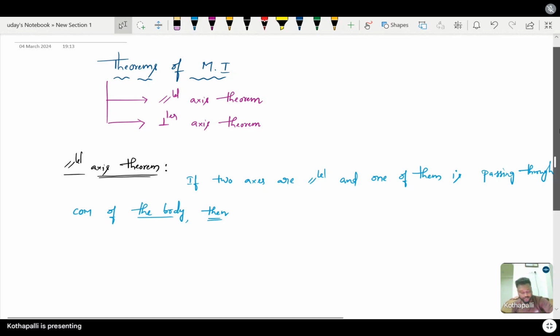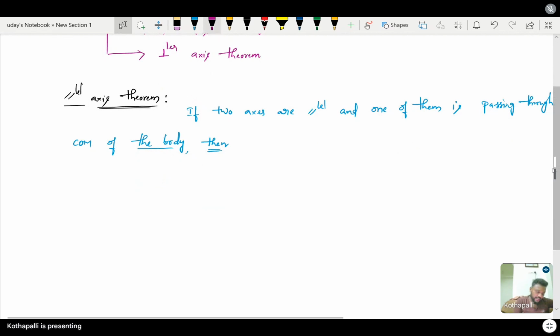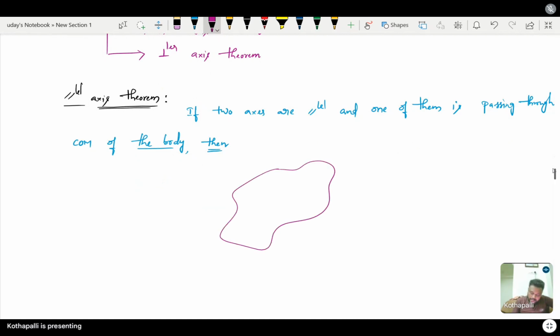Let's take a two-dimensional lamina, 2D lamina, something like this. Inga center of mass of the body is there. So axis passing through center of mass, usually we'll call it as I about center of mass. And a new axis which is parallel to it and having a distance d from it is a new axis. One axis passing through center of mass and another axis parallel to it at a distance d.